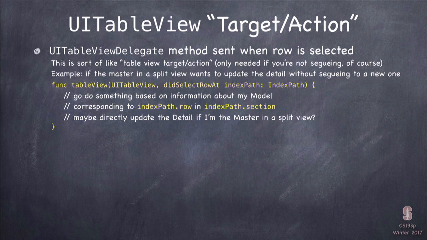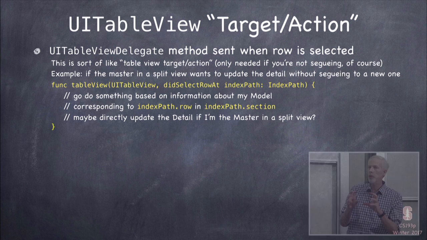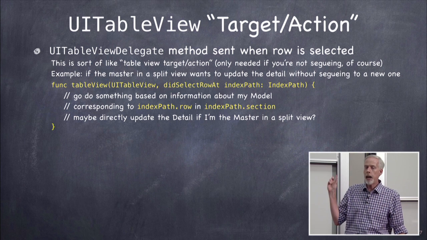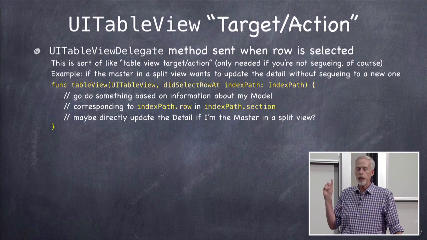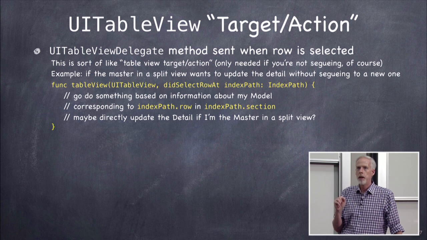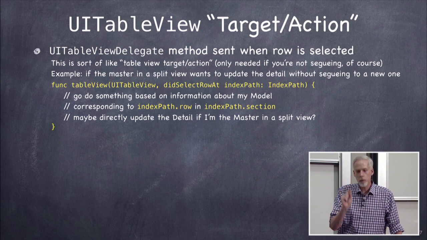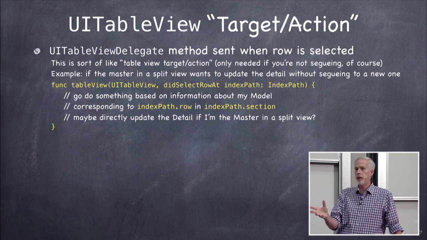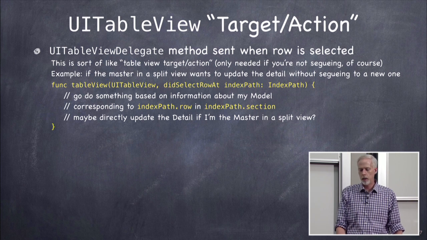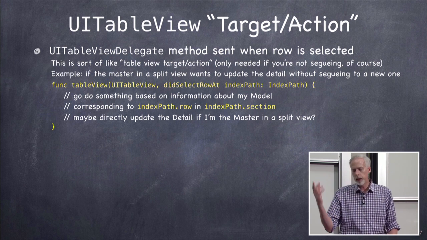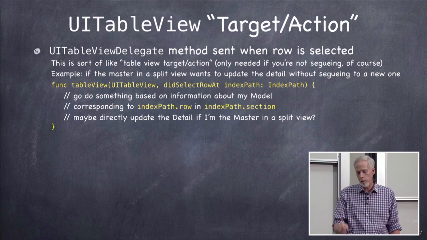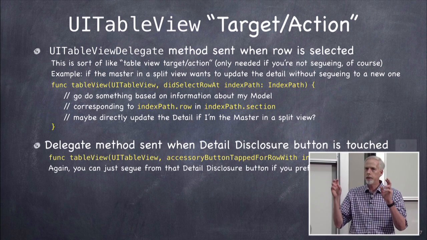For example, here's table view target action. So when you click on a row, if you don't want to segue, but you just want target action like a button, well, you can't really do that. You can't do target action because a row is not a UI button. But you can implement this delegate method, table view did select row at index path. And when someone touches on that row, this is going to get called. So it's just like target action. I told you what happened. So now you can look at the index path row and section to know which row was selected. So we call that target action.